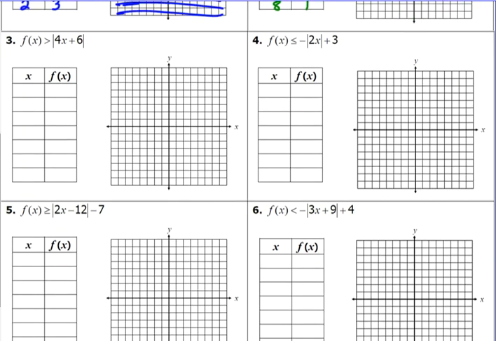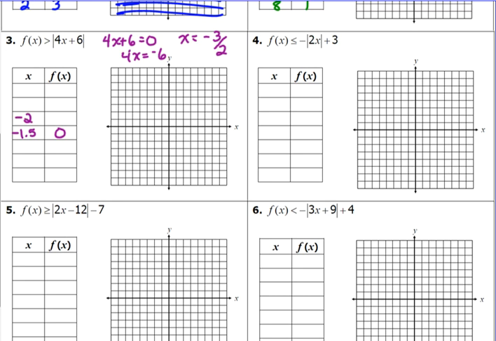All right, let's look at number 3. Absolute value of 4x plus 6. Find the vertex. 4x plus 6 is equal to 0. 4x equals negative 6. Divide by 4. That gives us negative 3 over 2, or negative 1.5. When we plug that in, we get 0.